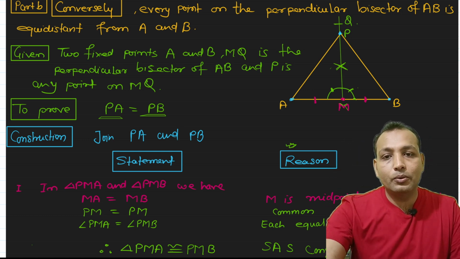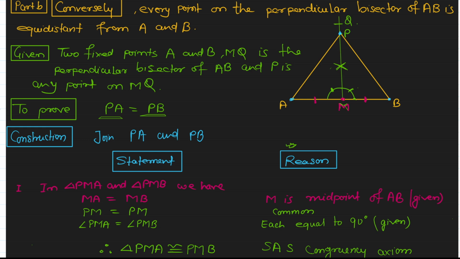So what will we do in this? Here it is given that two fixed points A and B are given. Now MQ, here I can say this MQ is the perpendicular bisector. Here it is 90 degrees, this one also 90 degrees. So it is the perpendicular bisector we have, or it lies on the midpoint. So now this is the bisector of AB. So here it is PM equal to PB. Sorry, AM equal to MB here. So bisector of AB, and P is any point on MQ.